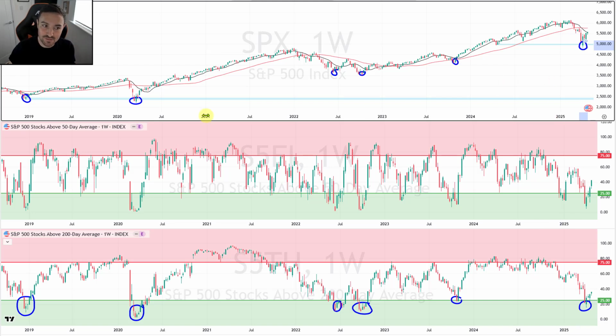Now, if you're looking at the 50-day, the 50-day moving average is going to be closer to the price action in the vast majority of cases. So you get more readings. Do you see here with the 50-day?